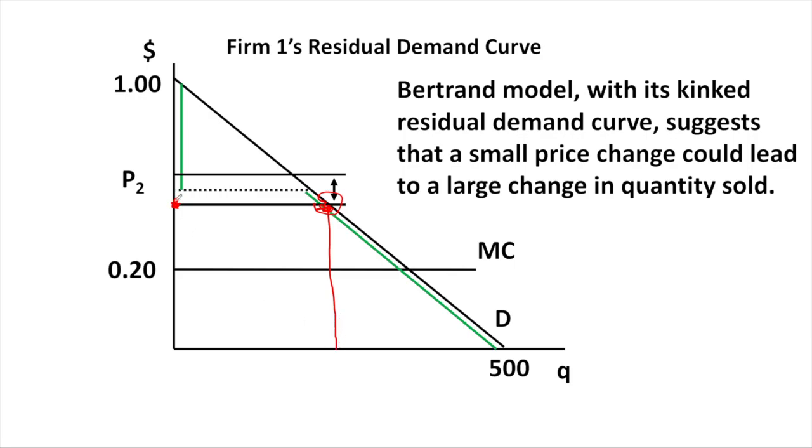Now let's say the price goes up just by a little bit. So the price goes from here up to here. What happens to the quantity demanded? Well, because the price asked by firm 1 goes above the price that's asked by firm 2, all the customers want to then buy from firm 2, so the quantity demanded from firm 1 goes down to 0. So again, the Bertrand model, because it has this kinked residual demand curve, suggests that a small price change could lead to a very large change in the quantity sold by a firm.